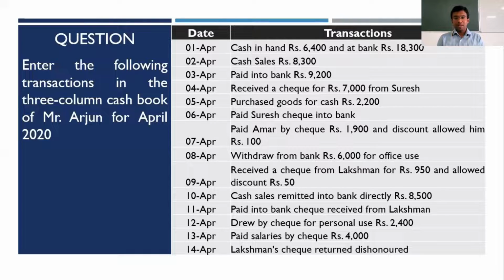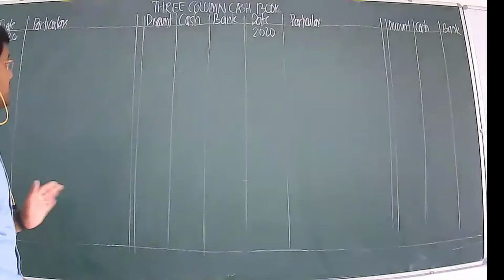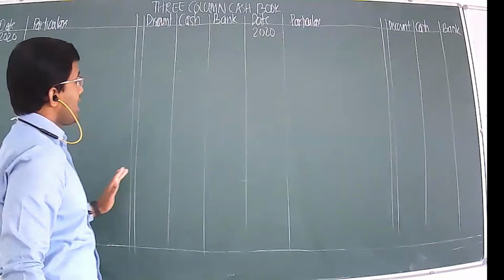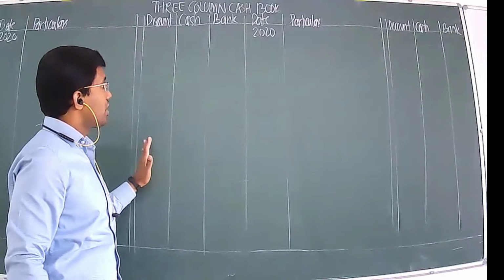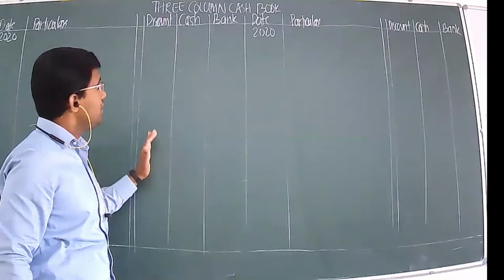In the meanwhile, I'll prepare the format for all of you, and then together we would be solving the question. So I request all of you to take the question down now, so that we could go about entering the entries into the three-column cash book. In this question, we've been asked to prepare the three-column cash book, and these transactions are for Mr. Arjun. It's for the month of April.